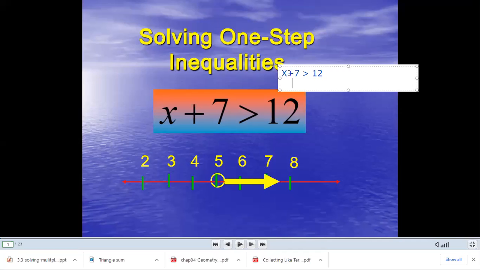Like solving an equation, we add the additive inverse to both sides. I'm going to add -7 to the first side, and I'm going to add -7 to the other side. By the end, I have x on one side and 5 on the other. So the solution for this inequality is x more than 5.